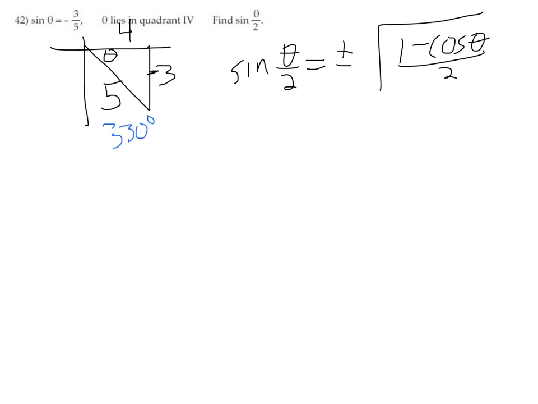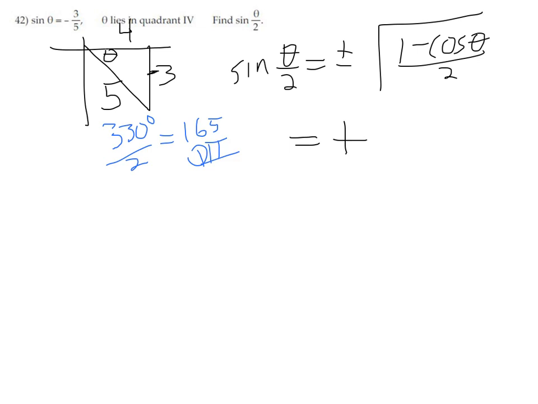So what's half of that? It's 165, quadrant 2. You'll find that half angle, if you're in the fourth quadrant, half angle will be in the second quadrant. Same with the third quadrant angles, they half into second quadrant. And second quadrant angles half into the first quadrant. So our fourth quadrant angle, theta, halves into quadrant 2. So in quadrant 2, sine is positive. So we get plus.